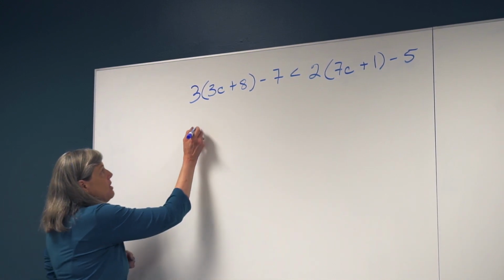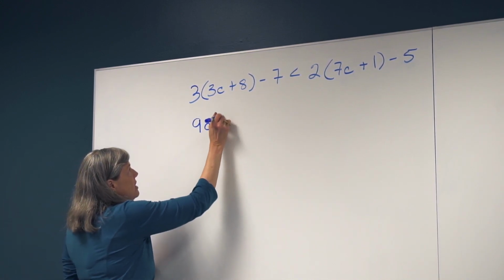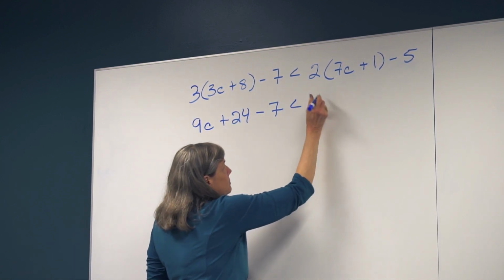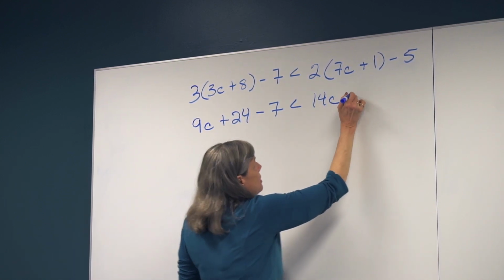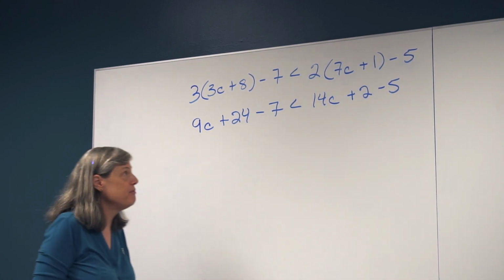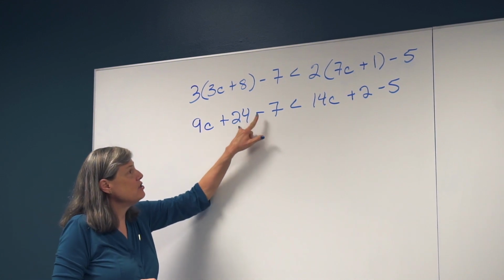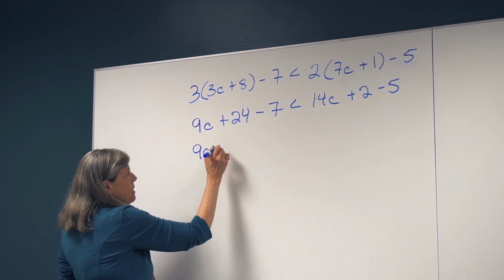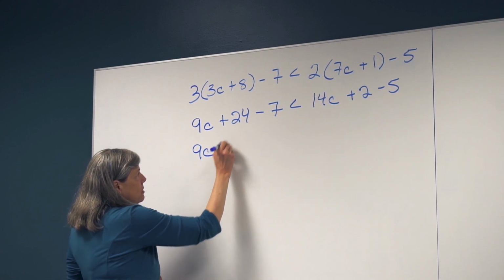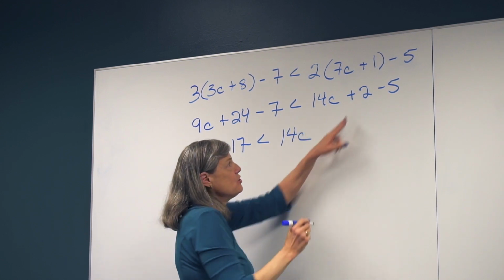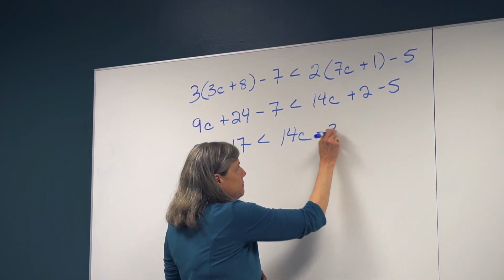So 9c plus 24, 14c plus 2. Still not done simplifying because I have these two that I can combine. So 24, 17. And I have these two I can combine.